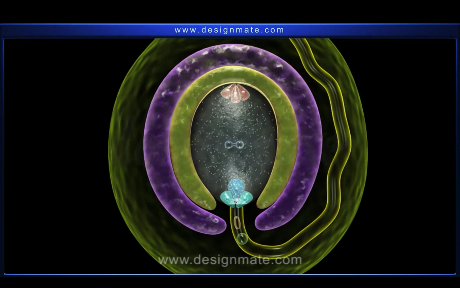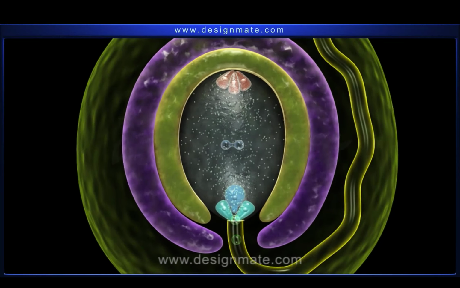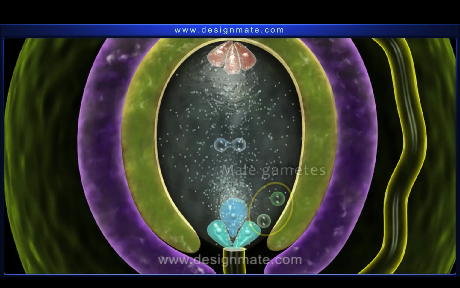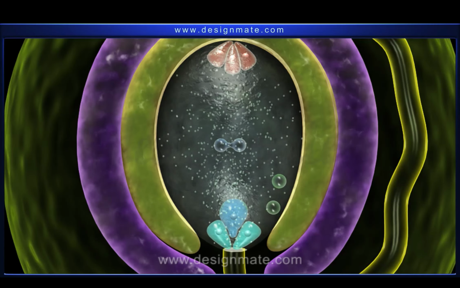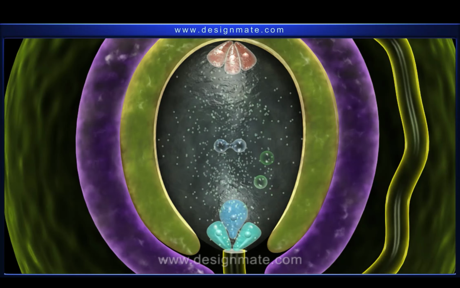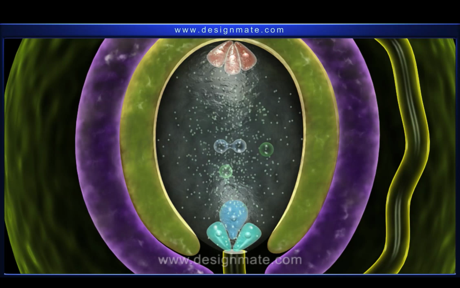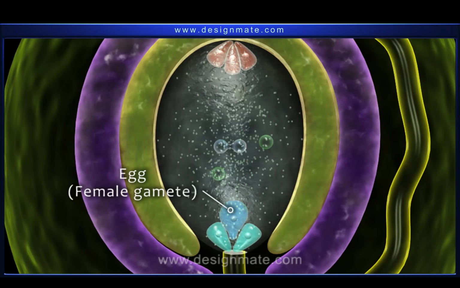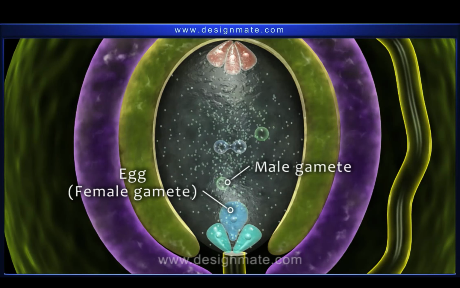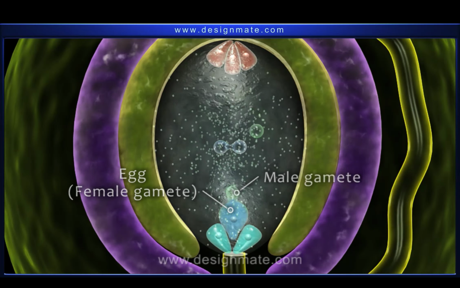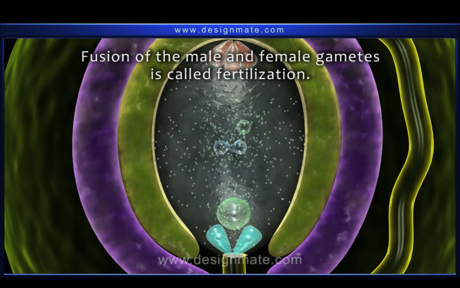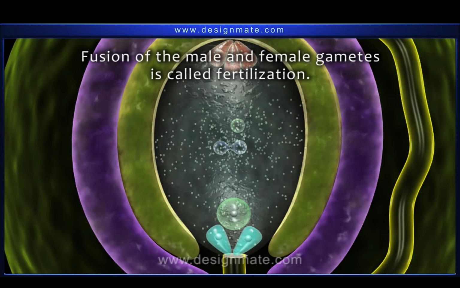Just before entering the ovule, the generative nucleus divides to form two male gametes. Once inside the ovule, the pollen tube releases two male gametes into the embryo sac. The embryo sac contains the egg or female gamete along with other cells. One of the male gametes successfully unites with the egg to form a zygote, and this process of fusion of the male and female gametes is called fertilization.